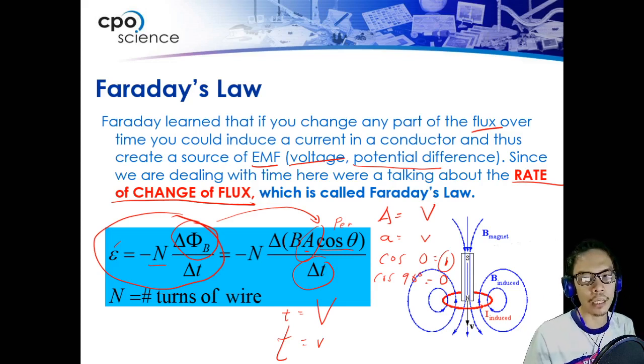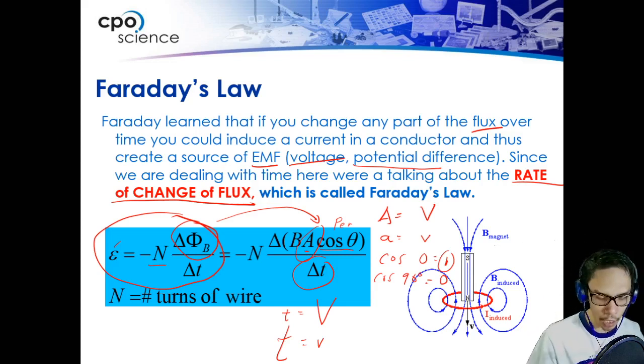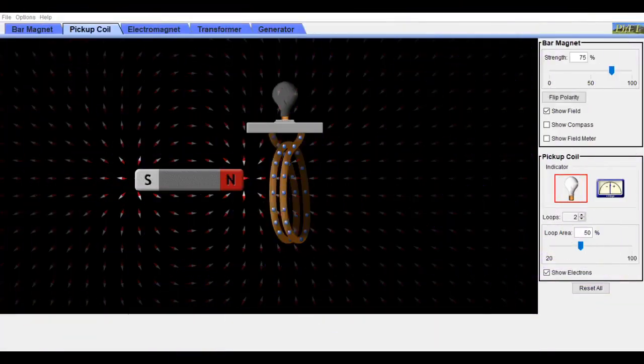All right, let's take a look at it in the simulation. Let's go back to this simulation. Thank you to PhET for providing us this one. Without this simulation, I don't have any idea how we would visualize the things we have right here. Let's start first with the magnetic strength.